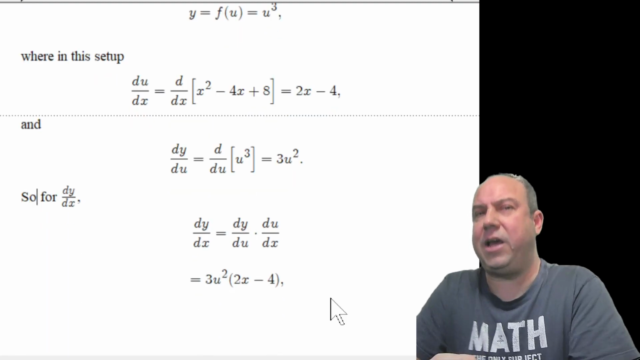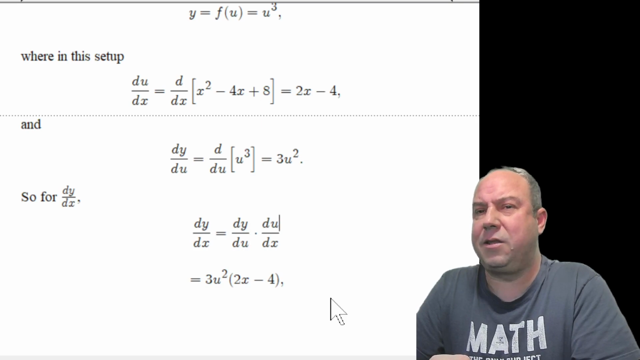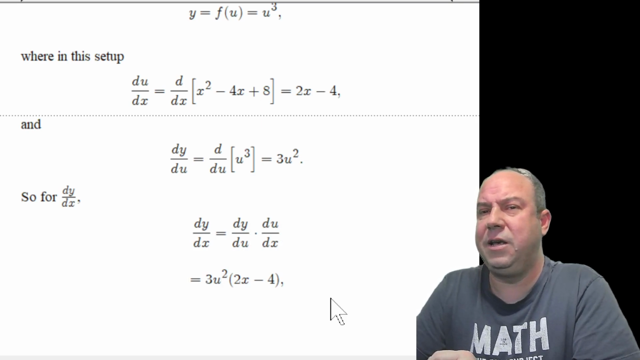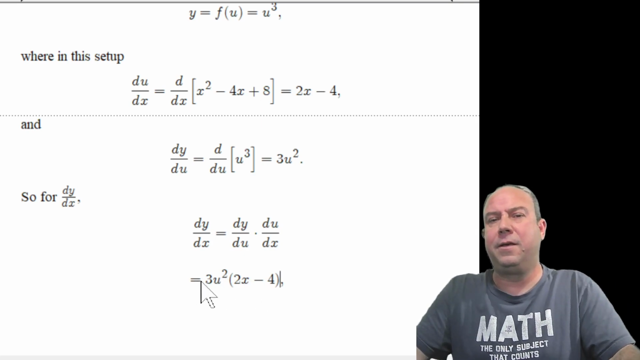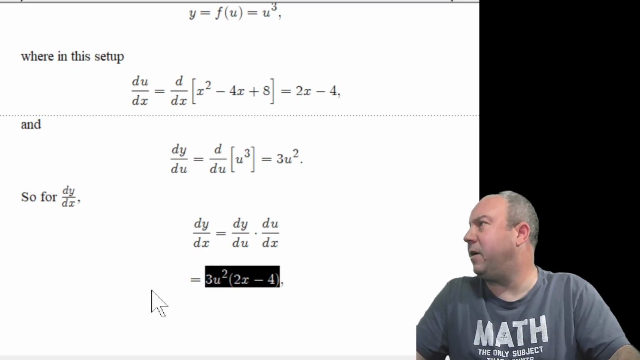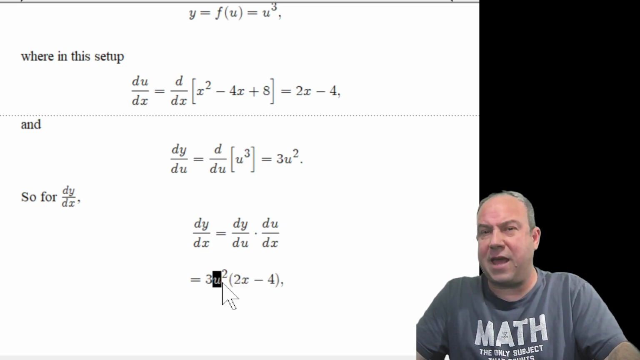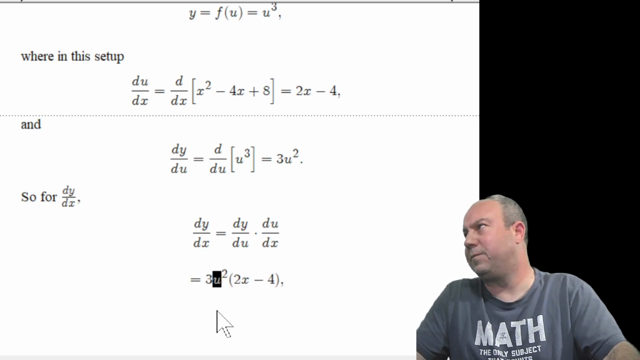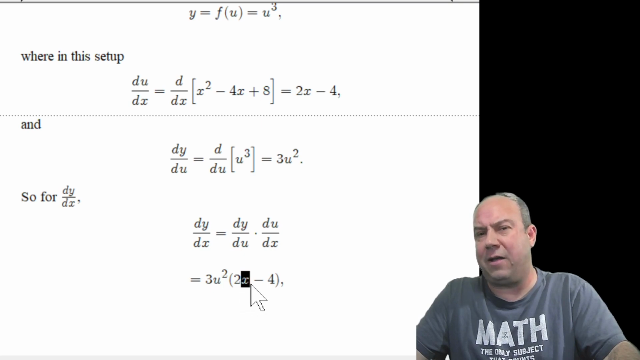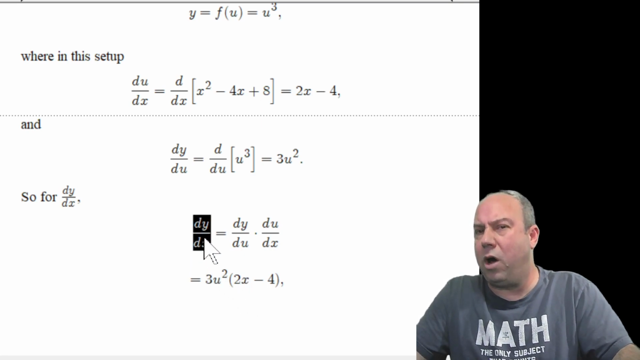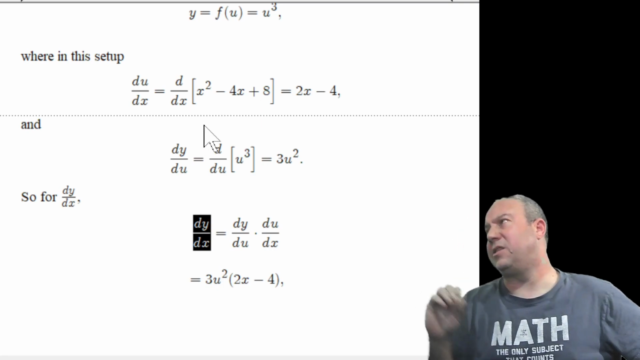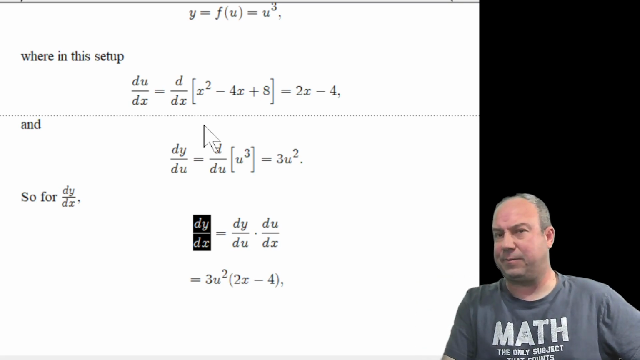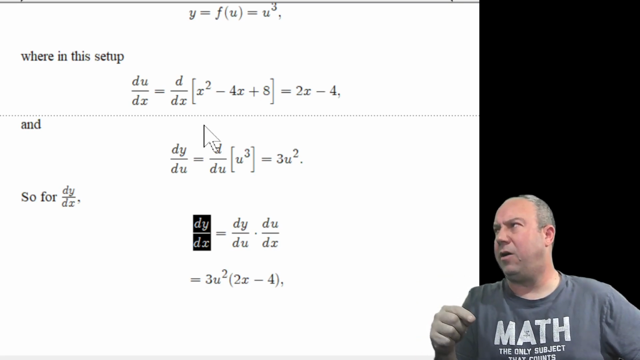So for the second variation, dy dx is just going to be the product of those two factors, which is going to produce this 3u squared times 2x minus 4. It's going to produce this argument here, where you can see that it involves a u value along with an x value. And that's not what we want. We want dy with respect to x, where originally y was stated as just a functional relationship with x. There was no u involved.